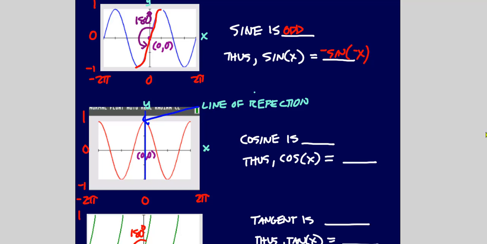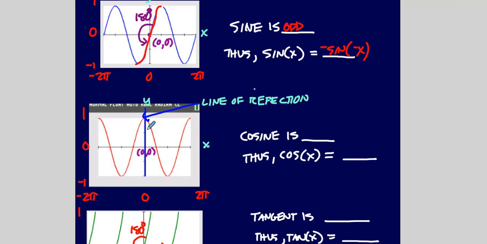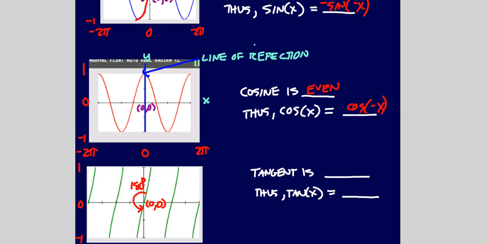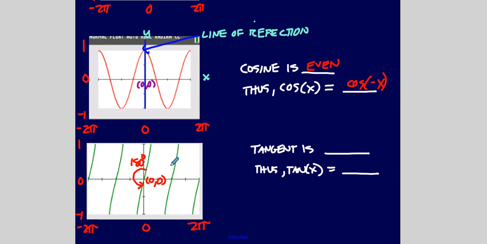Okay, so then this is cosine of x. Notice that if I reflect it over the y-axis, it'll exactly match itself, so cosine is even. Thus cosine x is equal to the cosine of negative x. Okay, so then tangent, which looks like this, I'm not going to explain why it does this in this video, but tangent, if you rotate 180 degrees, matches itself, so it is odd. Thus tangent of negative x is the negative of tangent x.